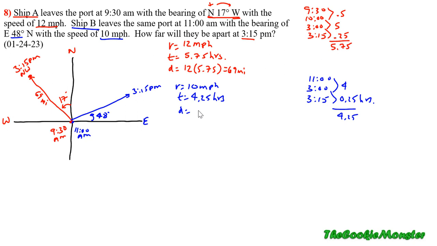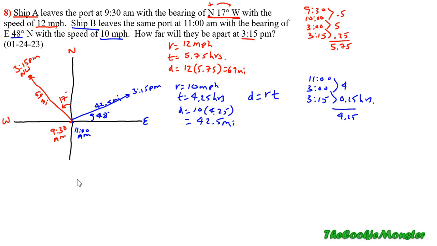To find the distance, we simply multiply them together. Keep in mind, distance is literally rate times time. So if you multiply it out, I have 42.5 miles. I'm going to label it right here. I probably should have done it someplace else, but that's 42.5 miles right there.